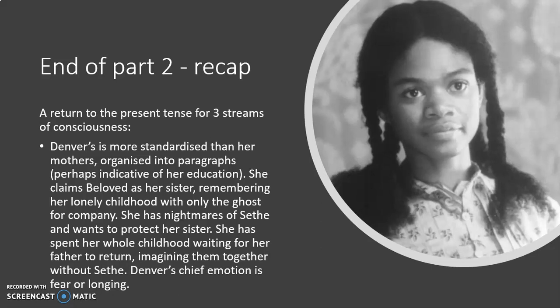And she remembers being a lonely child with only the ghost for company. She was such a lonely child because, of course, her brothers ran away. But she spent her whole childhood basically scared of the only family that she had. Yeah, so she was really worried about living with a killer, essentially. So her primal urge now is to protect her sister. She spent her whole childhood waiting for her father to return. And she just wants to be a family unit with Beloved and her dad without Sethe. Her chief emotion then is one of fear and also of longing.